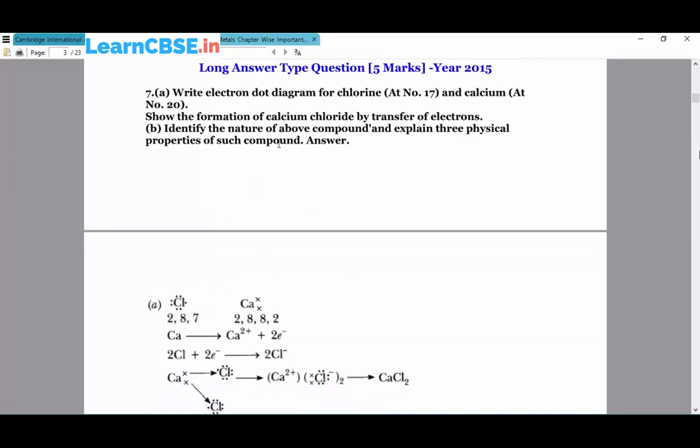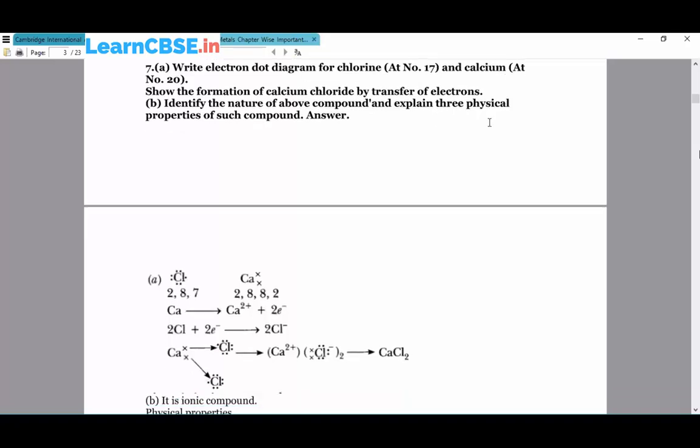Write the electron dot diagram for chlorine, which has atomic number 17, and calcium, atomic number 20. Show the formation of calcium chloride by the transfer of electrons. Calcium has atomic number 20, so its configuration is 2, 8, 8, 2. There are 2 electrons in the outermost shell. Chlorine has 17 electrons, so 2, 8, 7.